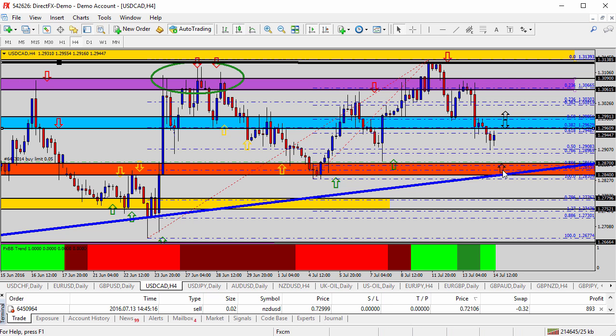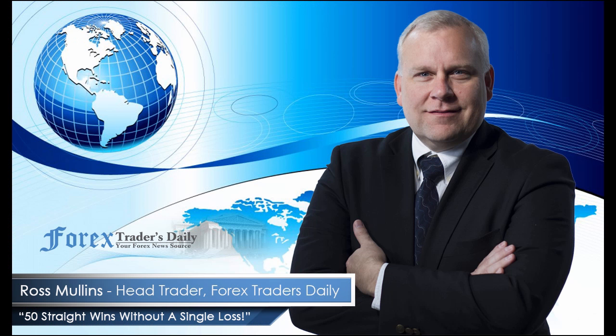So any dips into support or breaks of resistance here for the USCAD become an opportunity for us to trade on the USCAD. From Forex Traders Daily, this has been your daily analysis with Ross Mullins.